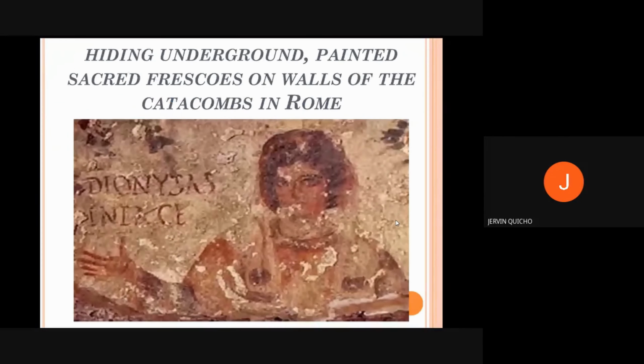Next are some examples of the pictures that we can find, or murals inside the hiding places underground, painted using the fresco medium.